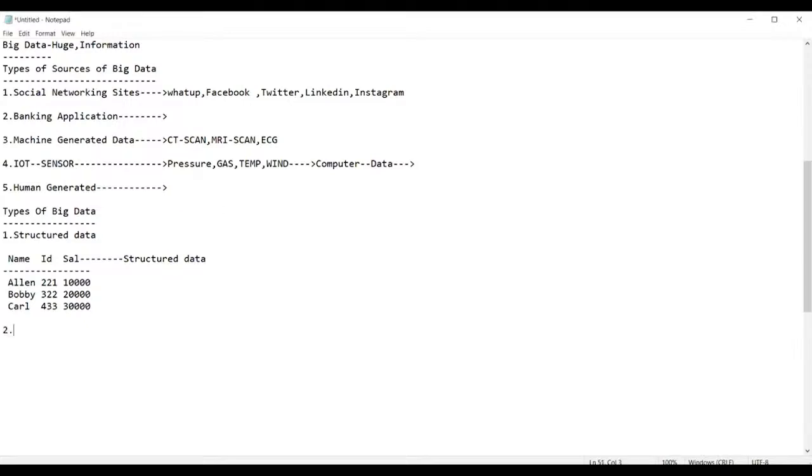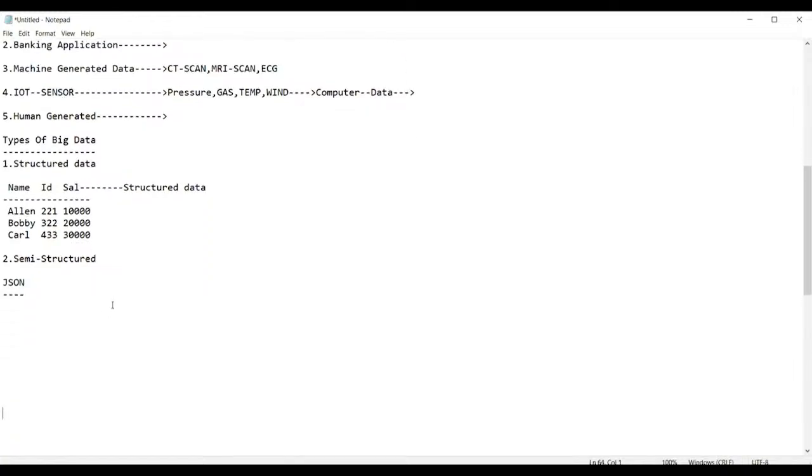The second one is semi-structured data. Semi-structured data means this data is purely not structured as well as not unstructured. It is semi-structured. For example, you have the data in JSON files. I'll show you how the JSON file looks and how the data will move. The data in the JSON file is given in curly braces. Now, if I define this data in JSON format, let us see how the data will be.